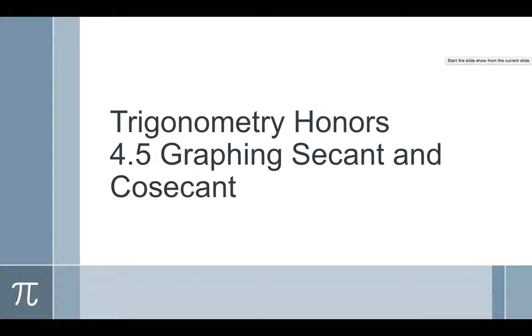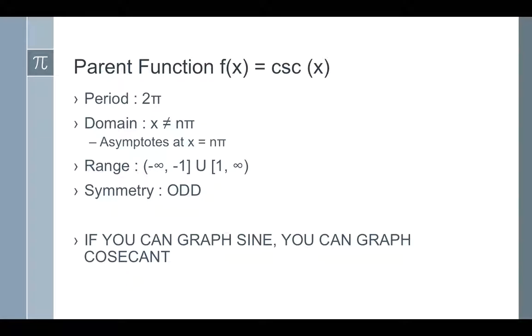All right, ladies and gentlemen, welcome to the second half of 4.5. This particular half is dealing with graphing secant and cosecant, the reciprocals of cosine and sine. So everything we know about sine and cosine, we're going to use to graph these two functions. So let's go ahead and look at each individually. We're going to start off with cosecant.